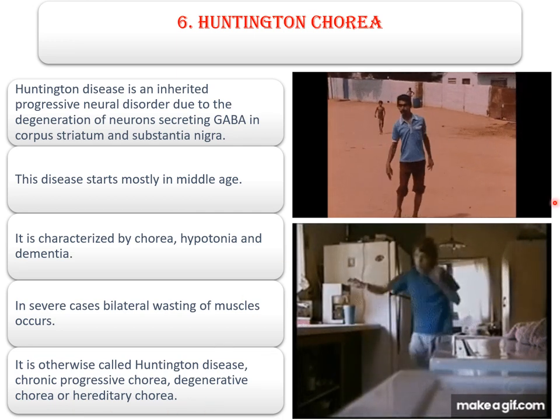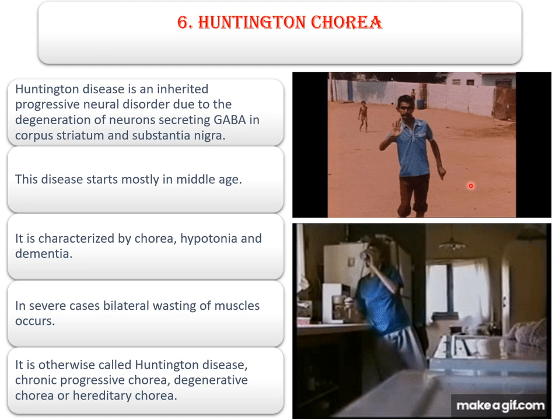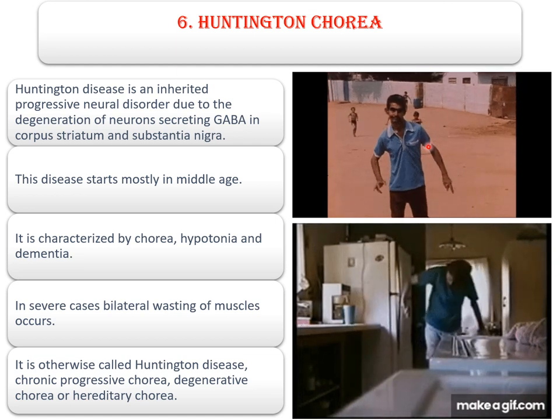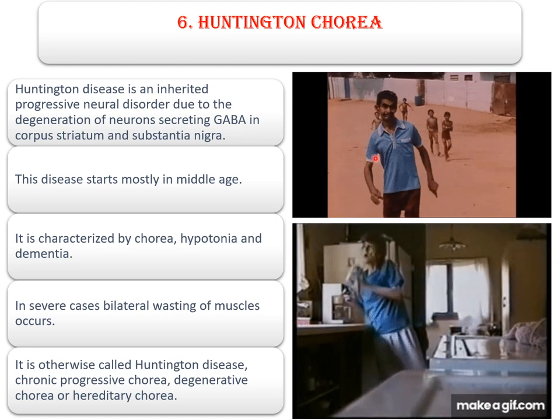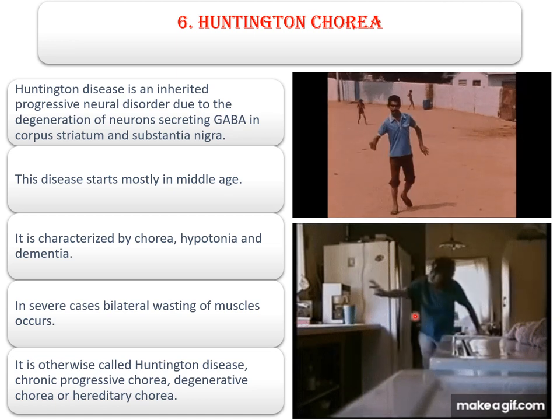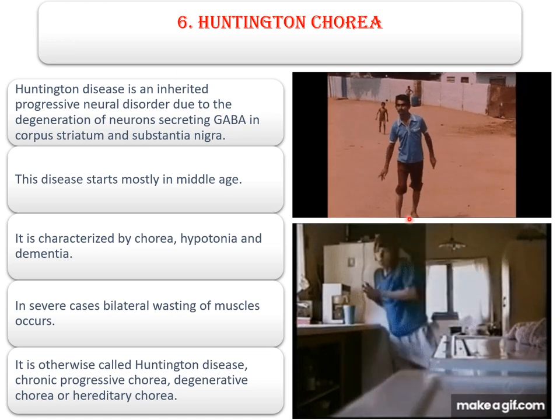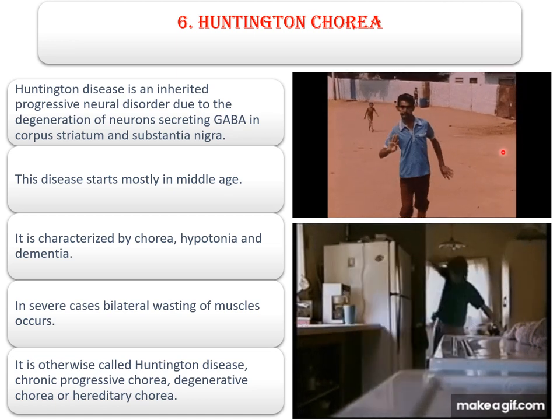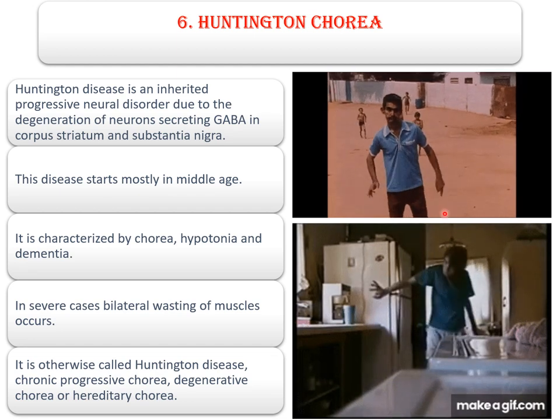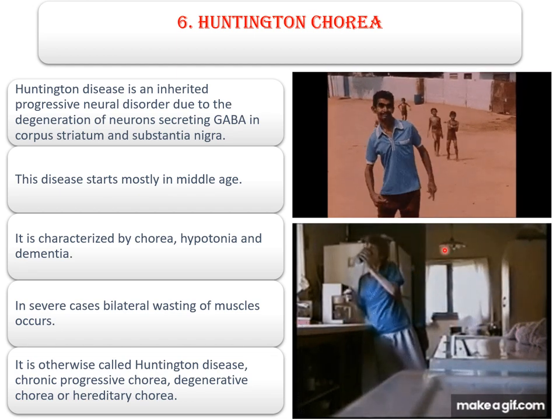So in this animation you can see there is a progressive neural disorder, a combination of chorea, hypotonia and dementia, and it mostly occurs in middle age.